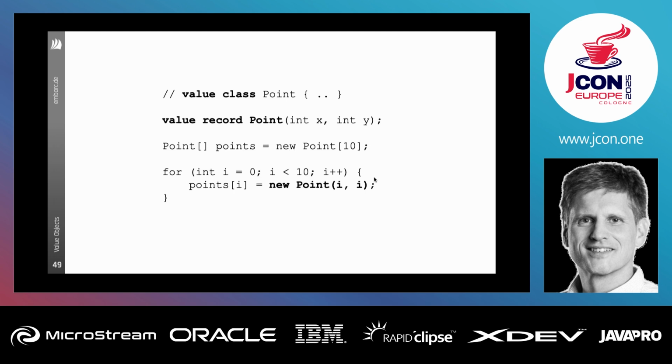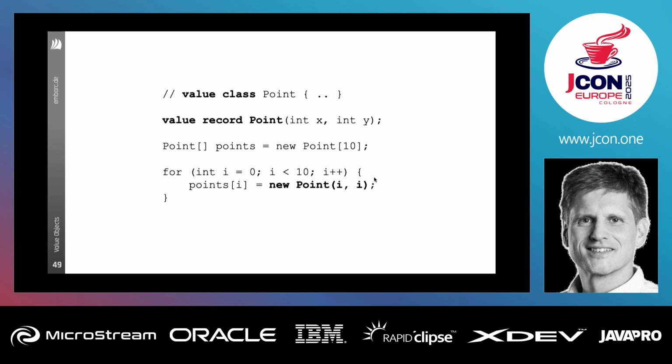I hope you all know records. They are in Java since Java 13, I think, and final since 17. Records are actually a simplification from the compiler. We only have to declare which elements are in the record, and then we get an implementation of constructors, final fields, accessors, toString and hashCode. So it saves us a bit of boilerplate code. We can use it here as a value record Point.